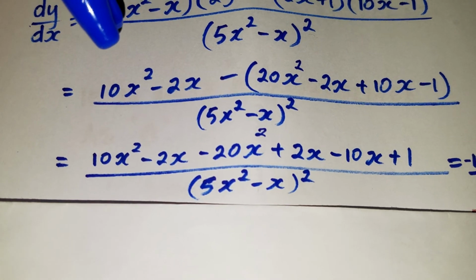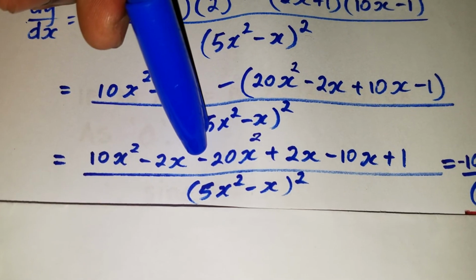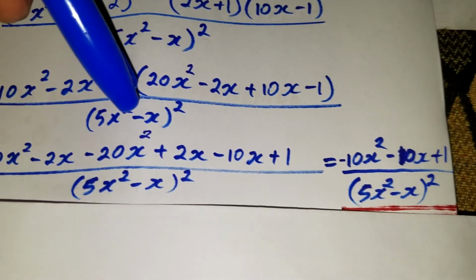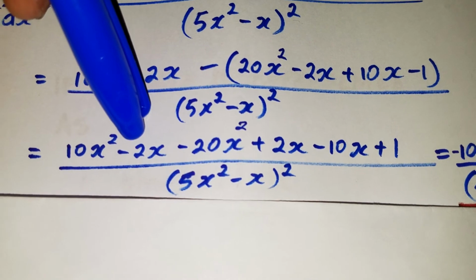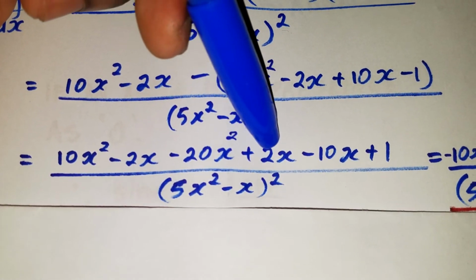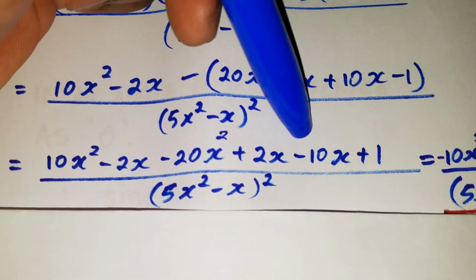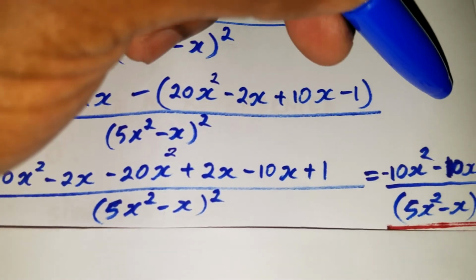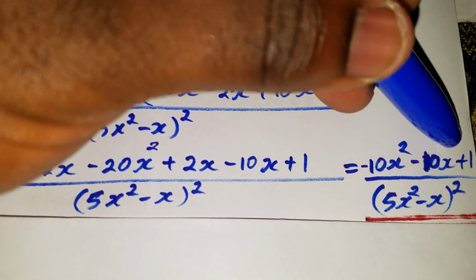And all we have to do now is group the like terms. 10x squared minus 20x squared will give us negative 10x squared. And then we'll have negative 2x plus 2x will cancel, leaving us with negative 10x alone. And we have it here. And then we have the plus 1.